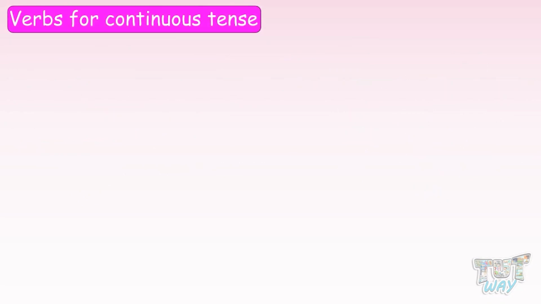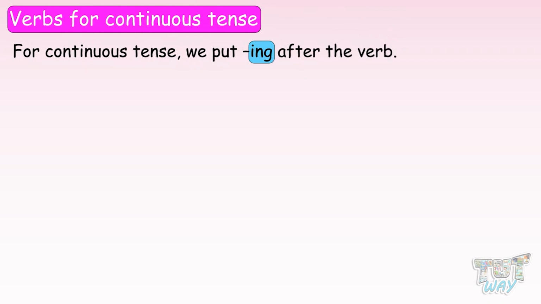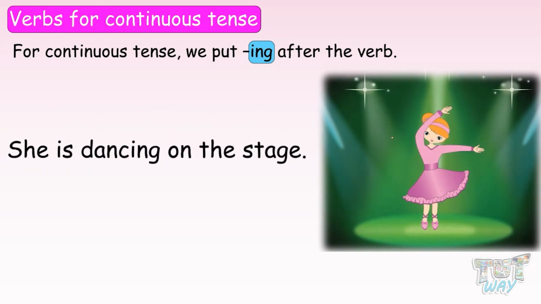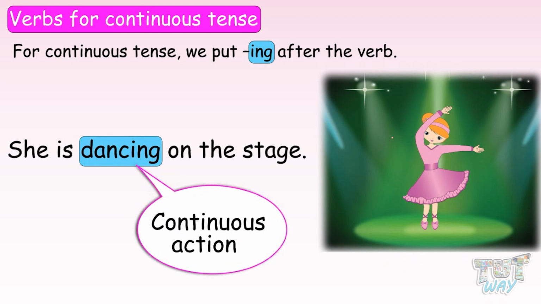Now we will learn about some verbs for continuous tenses. For continuous tense, what we do is we put ing after the verb. Let's learn with examples. She is dancing on the stage. Here, dancing shows a continuous action. That is, she is still dancing.